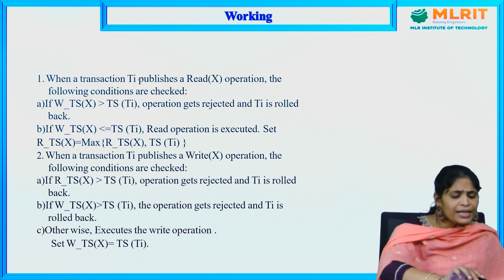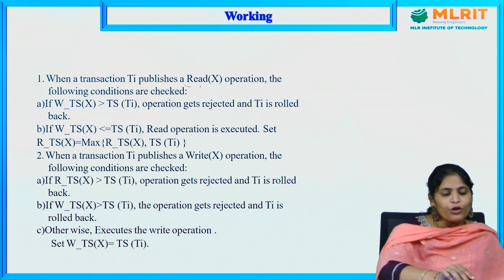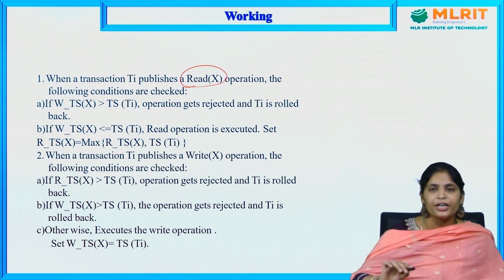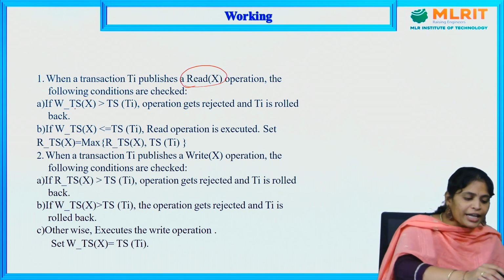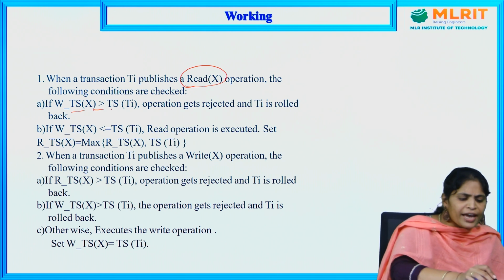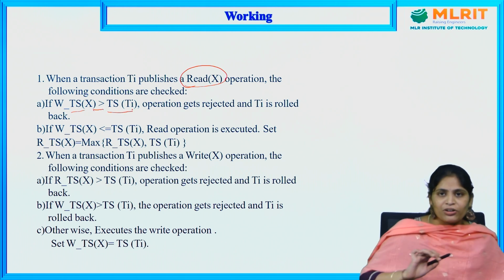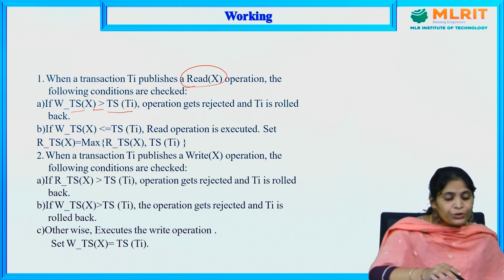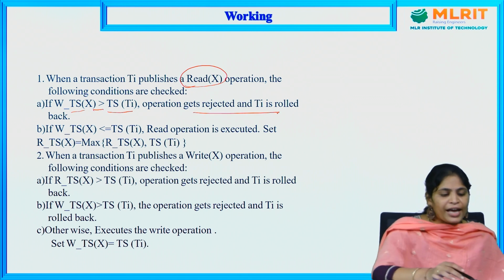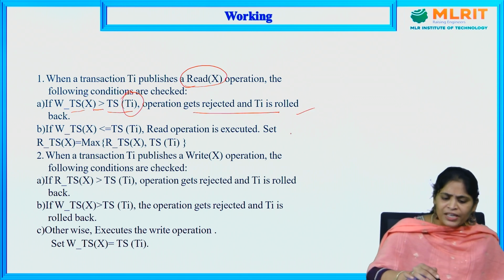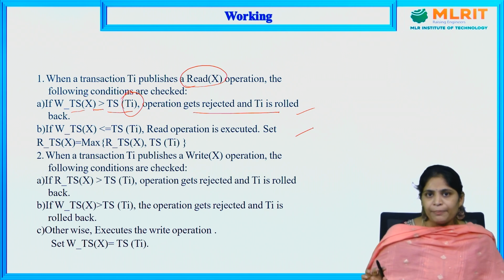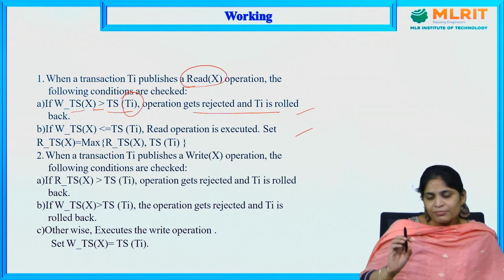And here let us discuss these things. If a transaction is performing a read operation, then we need to check the write timestamp. If write timestamp of X is greater than the timestamp of the particular transaction, then this will be rejected and the transaction is rolled back. I will explain these steps with a simple example, then you will get a very clear idea.